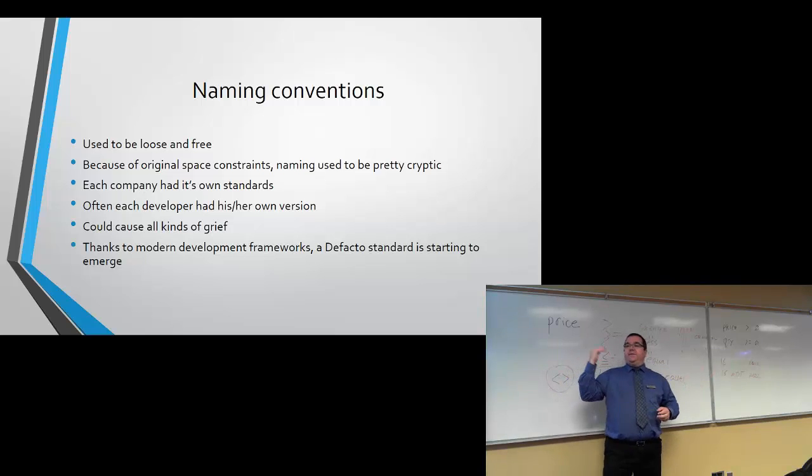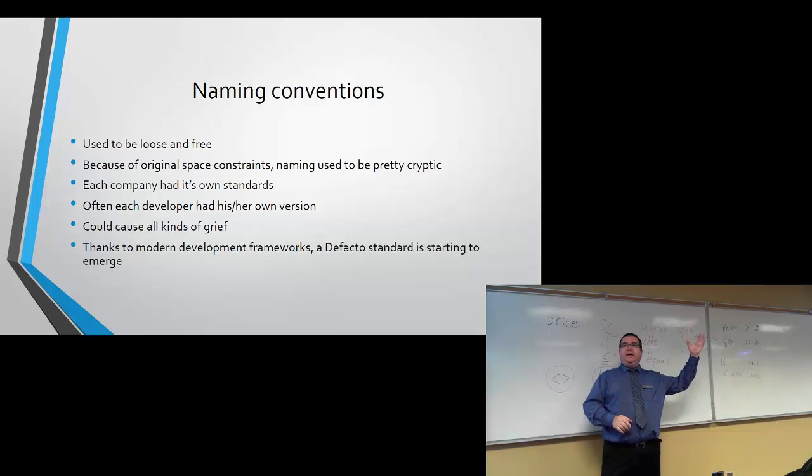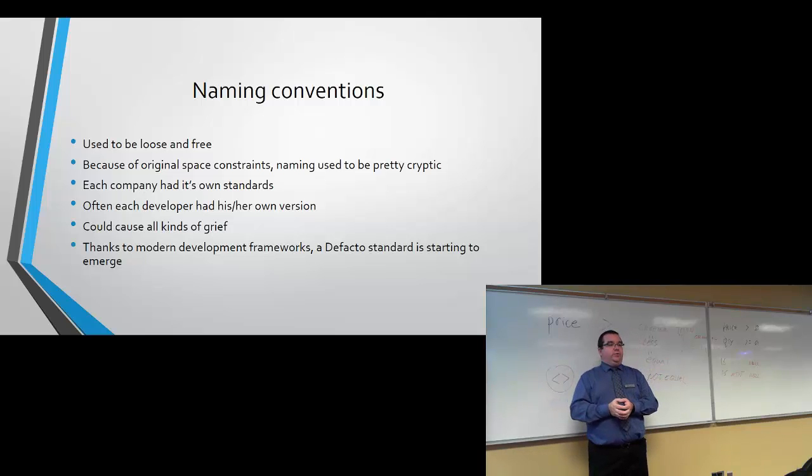So, naming conventions used to be loose and free. Whenever you started somewhere else, the naming conventions were completely different. Everybody had their own idea of how things should be named. I think last week I discussed A1, B1, or at least I did in the lab. People named things whichever way they wanted, and it was just loose and free, no documentation, you didn't know what was going on. And originally, database servers had very limited space to work with.